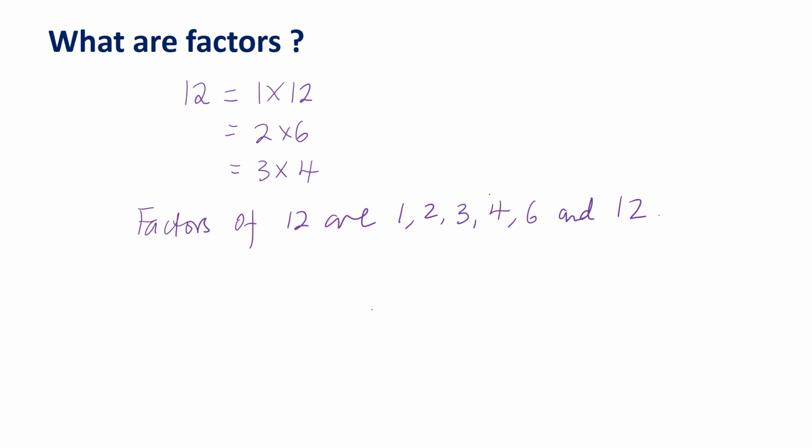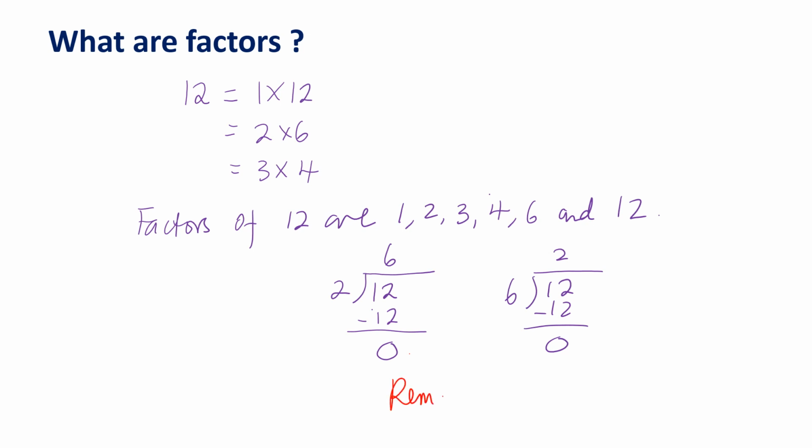So what is so special about these factors? If you take 12 and divide it by 2, let's see what happens. Or you take 12 divided by 6, and so on and so forth. What do you observe about the remainder? Yes, the remainder is equal to 0.